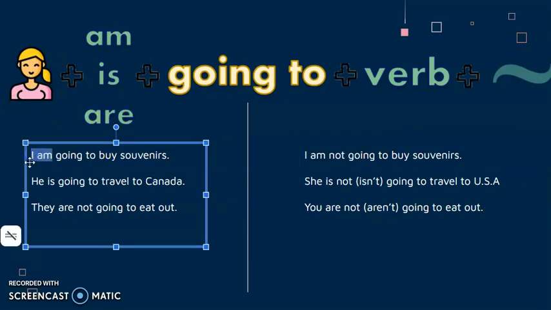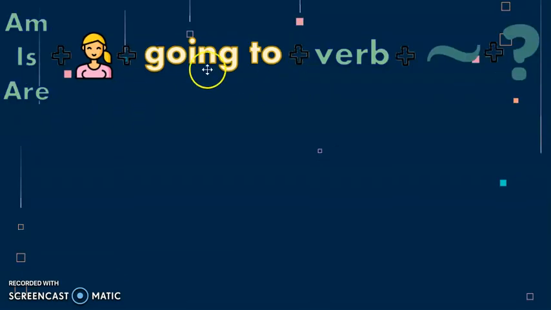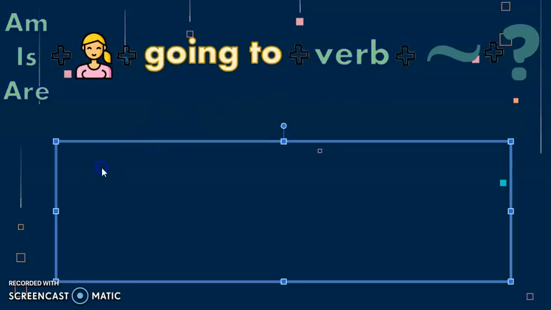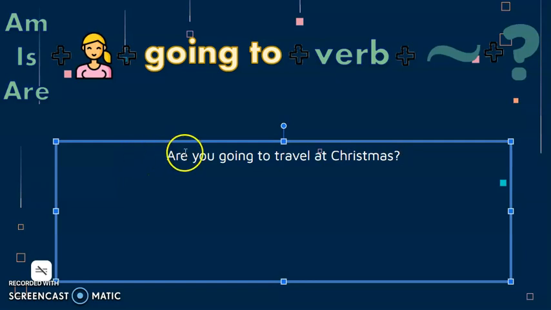Now, if I want to make a question, remember that the subject and the verb to be are going to switch places. Affirmative, I say I am. But if I want to make a question, I start with am, is, are, and then the subject. And then going to, and then the verb. For example, I can say, are you going to travel, let's say at Christmas? Are you going to travel at Christmas?